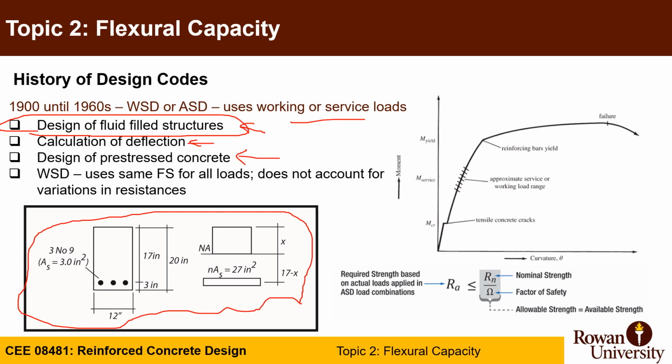The allowable stresses are limited. For example, if you have steel with f_y of 60, you take a factor of safety and use that as your allowable stress. And if you have a concrete compressive strength of 4,000 psi, you actually use even 1,400 or 1,500 psi for design.